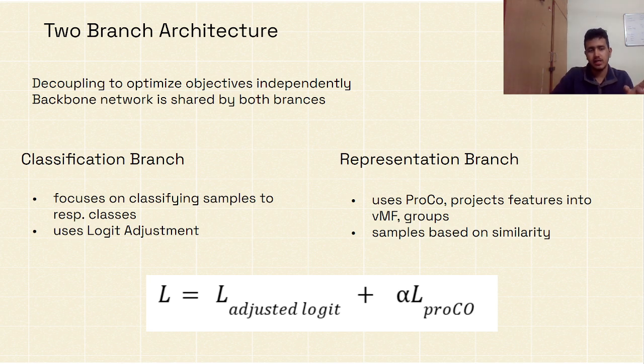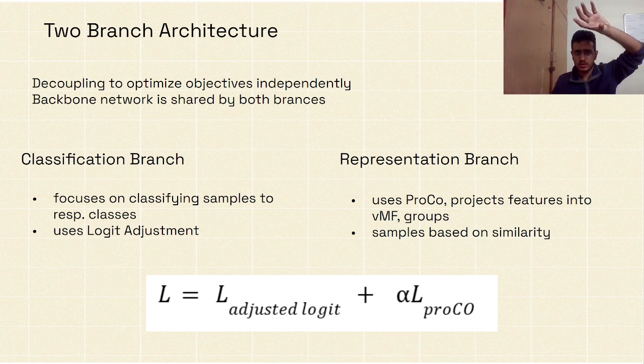The final thing that they have incorporated is a two branch architecture. Basically, they have a classification branch and a representation branch. They use both of these adjustments that I've suggested. They'll use logit adjustment for one branch, and they'll use PROCO for the other. These will have a shared backbone for basic pre-processing. To put it in an easier way, simply understand it as a tree of sorts.